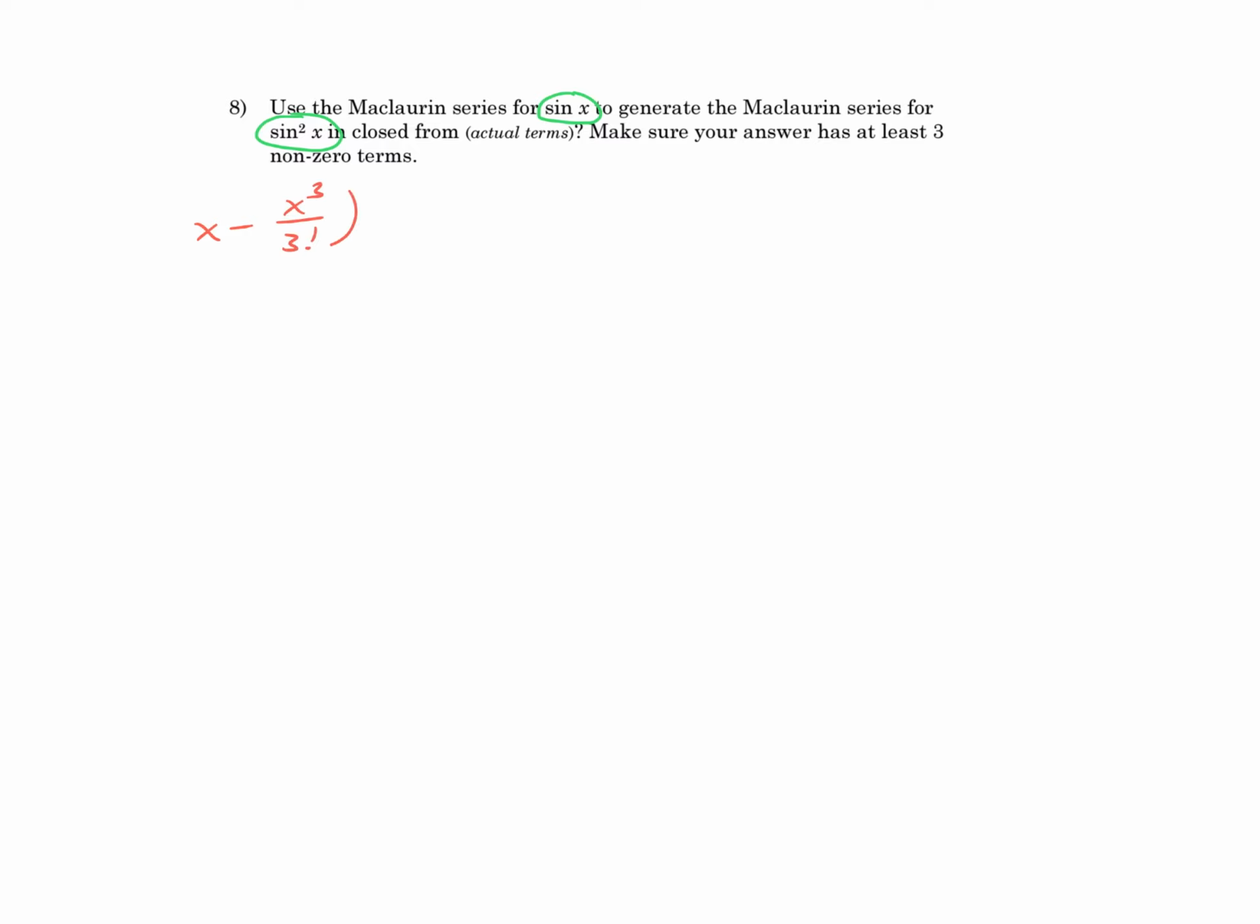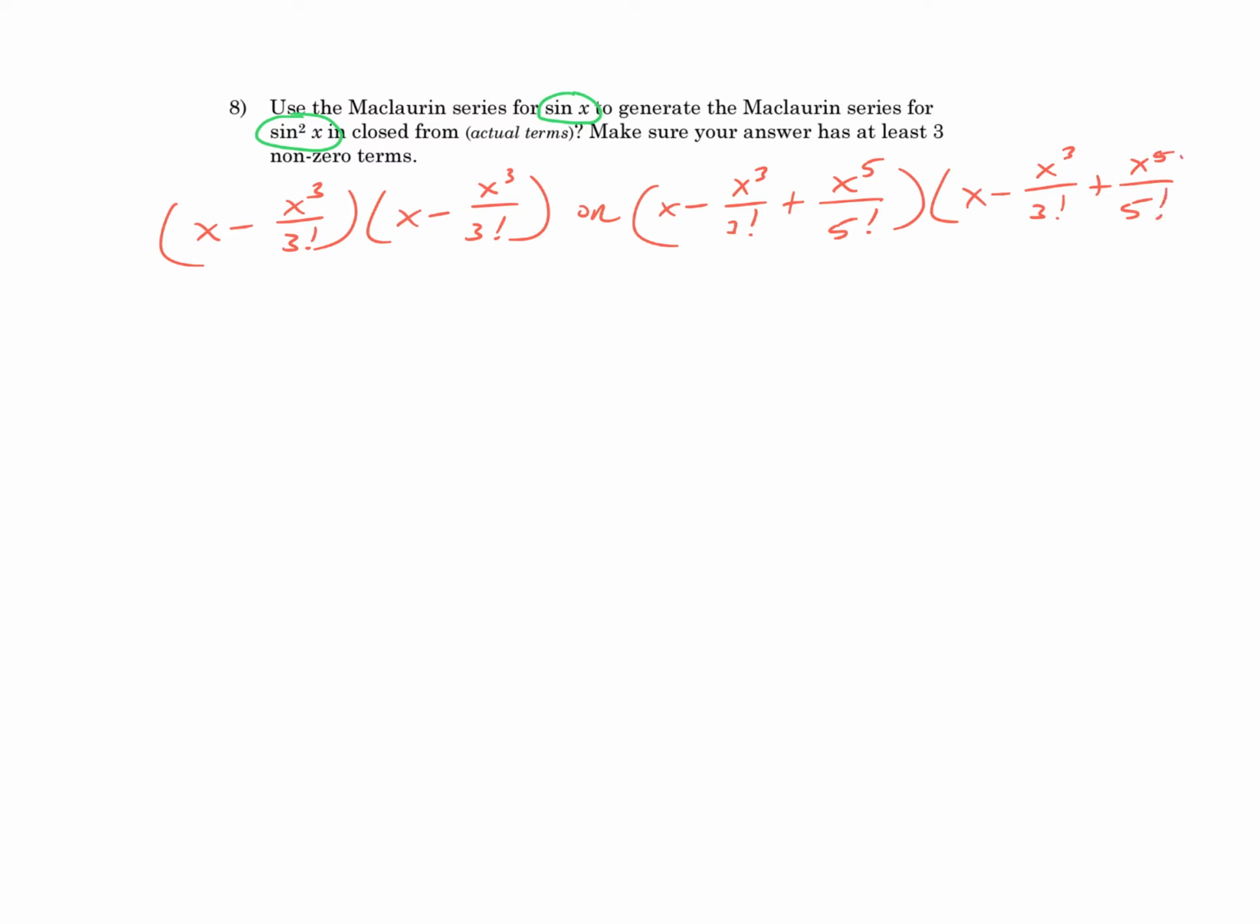x minus x to the third over 3 factorial times itself, or the first 3 terms by the first 3 terms. Do you have it memorized? Should I pause? You know they go odds, right? So 5 factorial, the next one has to be x to the fifth. See how easy that was to memorize? I promise I'm not looking at it on another sheet of paper. x minus x to the third over 3 factorial plus x to the fifth over 5 factorial.